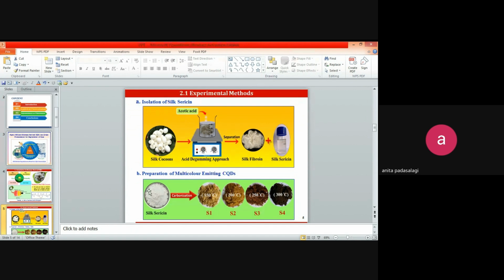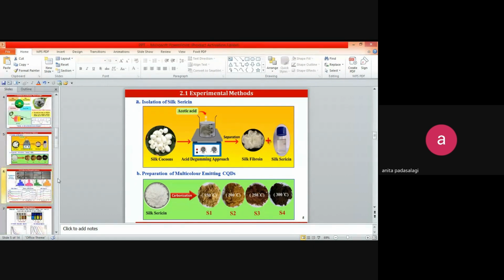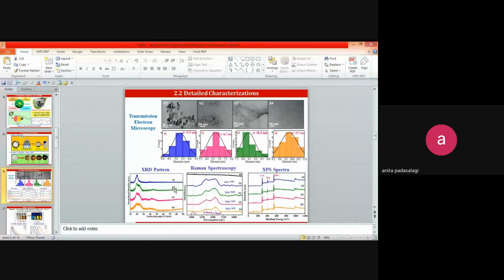After collecting, the silk sericin powder is carbonized at different temperatures, about 150, 200, 250, and 300 degrees Celsius, for a period of 2 hours. The respective materials are referred to as S1, S2, S3, S4 for the 150, 200, 250, 300 degrees Celsius temperatures. And further, we have studied the material characterization of these prepared nanoparticles.